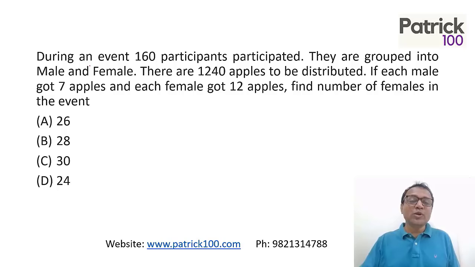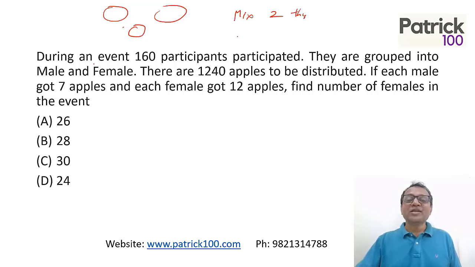Alligation is normally used when you're mixing two things and the average is given to you. That's why you use alligation, right? Basically a concept of averages.